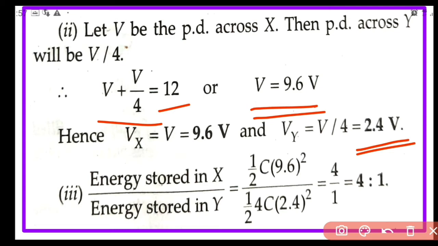Now the ratio of energy stored, it's very easy, half CV square. That ratio you can find. So for X it is C into 9.6 whole square. For Y it is 4 into C into 2.4 whole square. So you'll get the answer to be 4. So the ratio becomes 4:1.